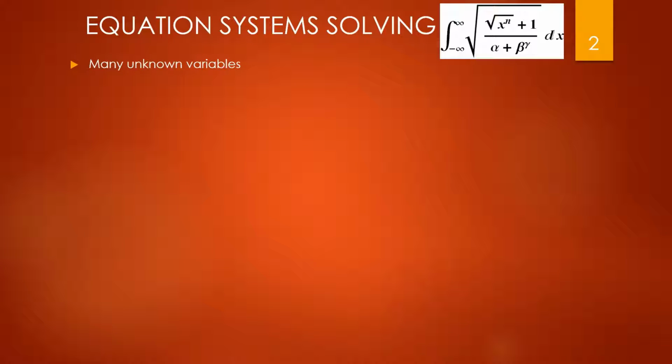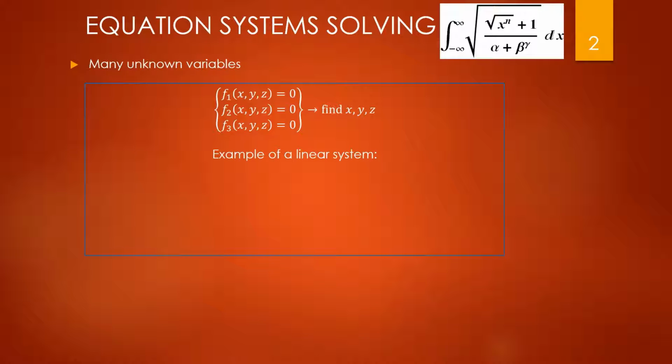Let's see how Excel is behaving by means of an equation with many variables, or let's say a system of equations. This is one example. We have three variables, x, y, z, and three functions, f1, f2, and f3. So we need to satisfy all those three conditions: f1 equals 0, f2 equals 0, f3 equals 0, and find the corresponding unknown x, y, and z.